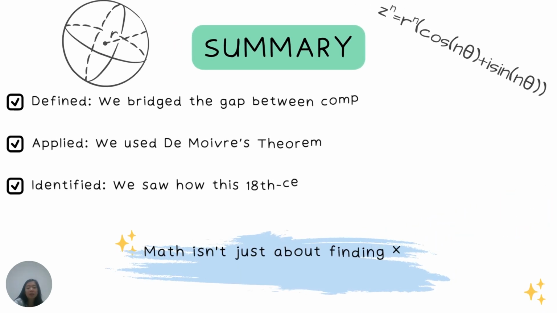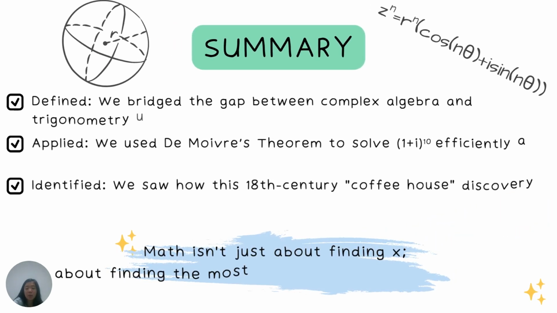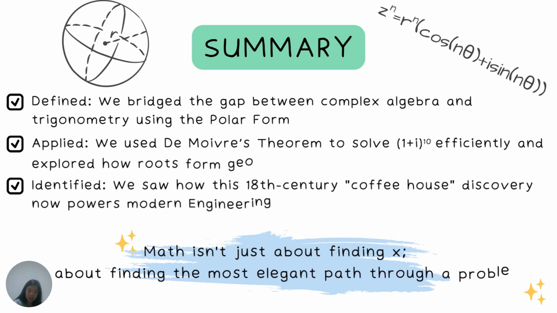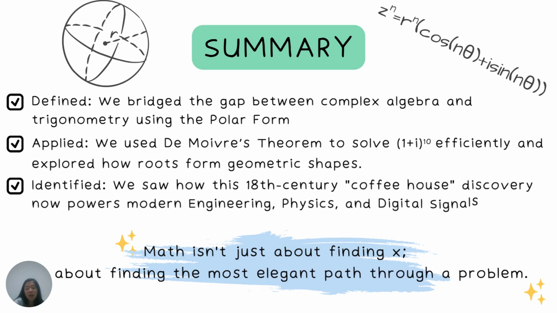To wrap things up, let's look back at what we've covered in the last 10 minutes. We defined the theorem, moving from the standard rectangular view of numbers to a polar view that lets us rotate through the complex plane. And we applied the formula to turn a messy algebraic expansion into a simple multiplication, and we saw how those answers form perfect, symmetrical polygons.